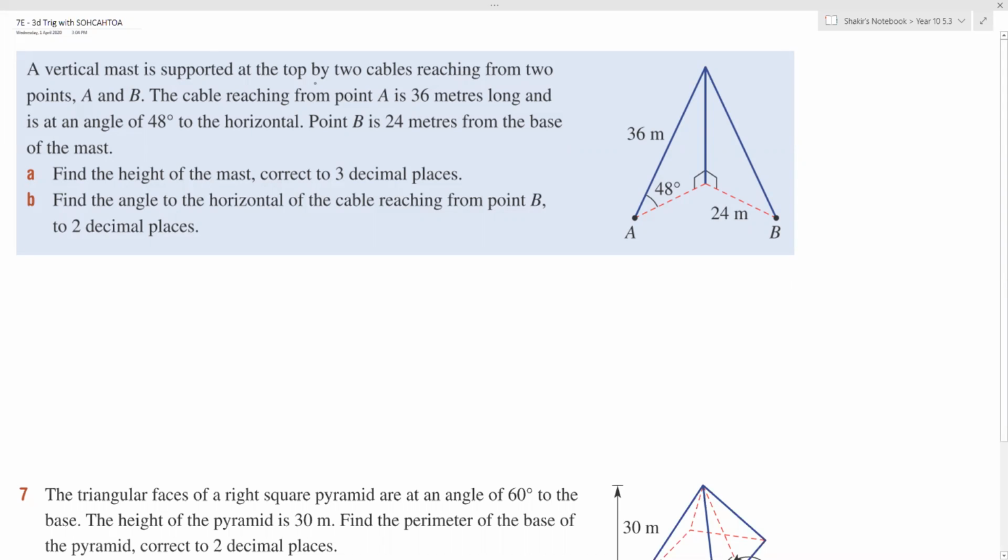By the way, before we start, a quick introduction. We're doing 3D trigonometry with SOHCAHTOA. It gets more complicated later on, but for the time being, we're just using SOHCAHTOA. All right, and let's read the question.